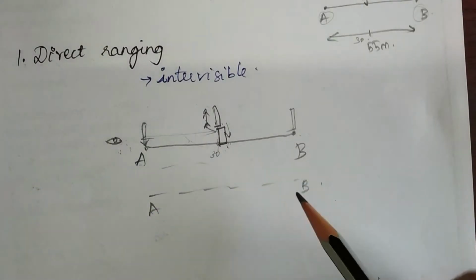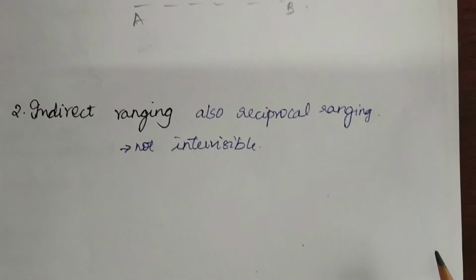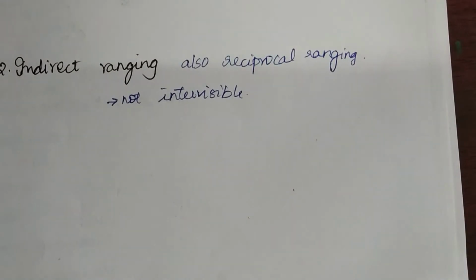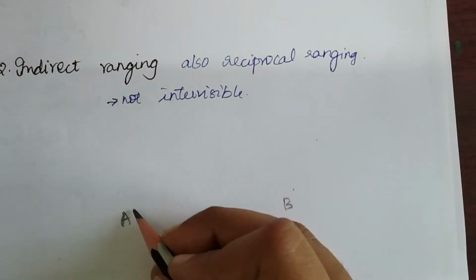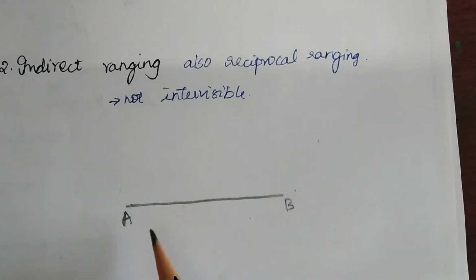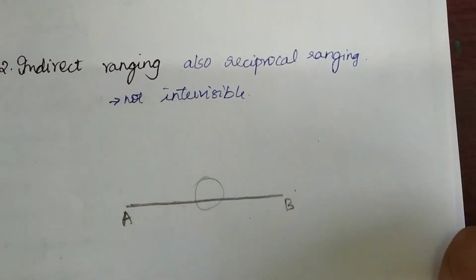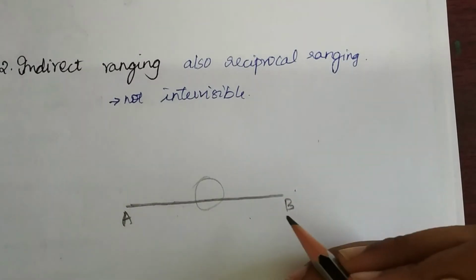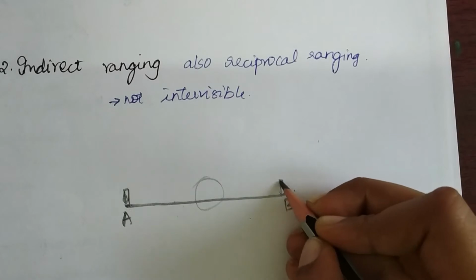So this is direct ranging. The next one is indirect ranging. It is also called reciprocal ranging. This type of ranging is used when our objects A and B are not intervisible from each other. Say there is a building here or an obstacle intruding on the line of sight from A to B. So what we do here is, as usual, we set up the ranging rod here and the ranging rod here.